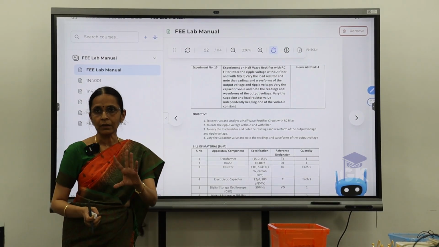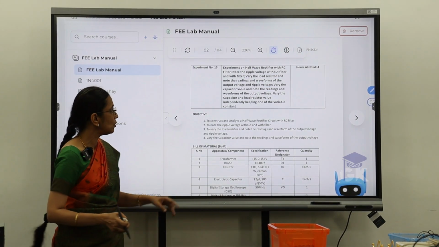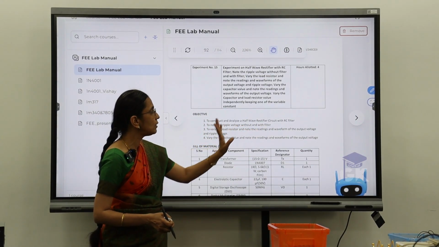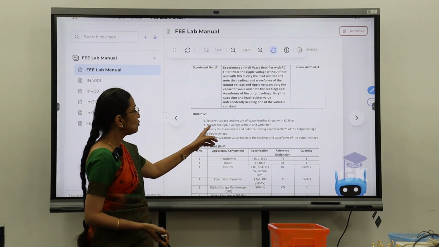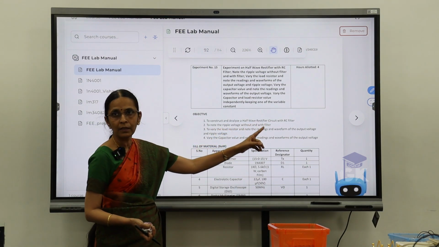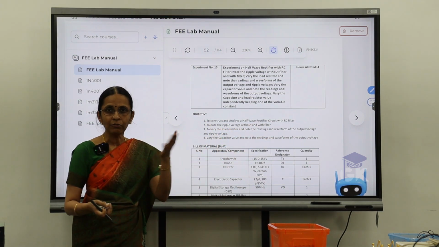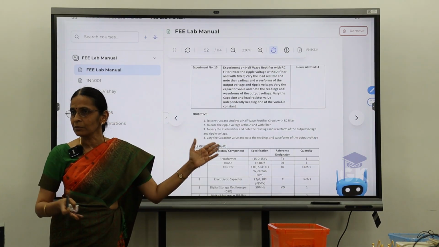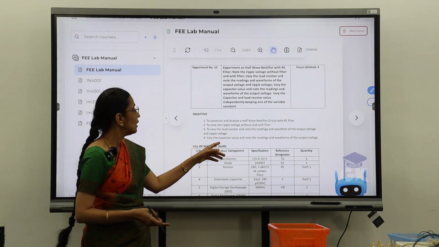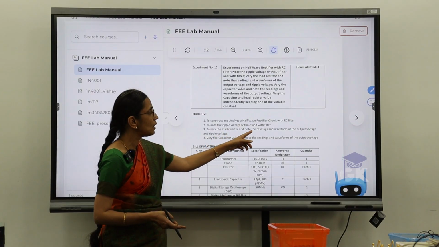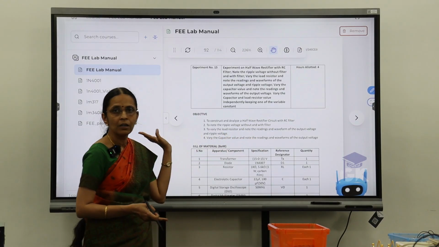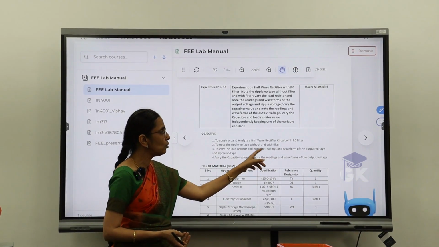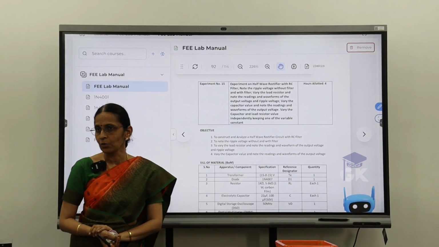Now there's an experiment as per this fundamentals of electronics course where they have to construct and analyze a half wave rectifier with RC filter and note the ripple voltage without and then with filter. Without filter is what you have done now. If I add a filter to it, it becomes this particular experiment. Then vary the load resistor and note the readings and waveform of the output voltage, and also vary the capacitor value and note the readings and waveforms of the output voltage.